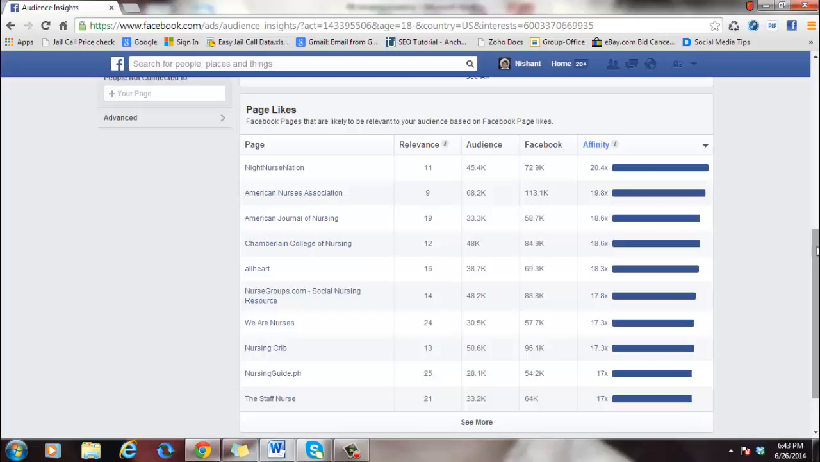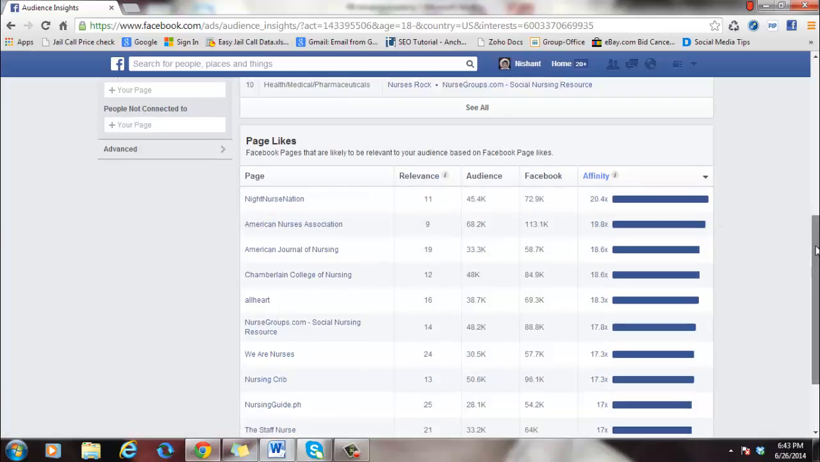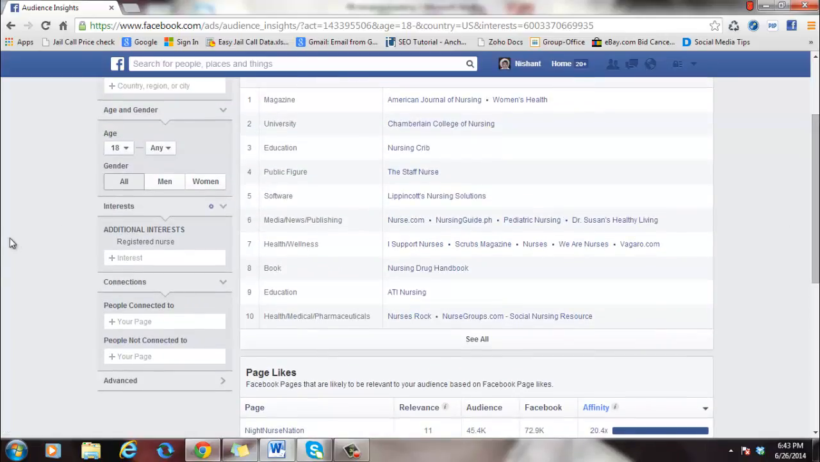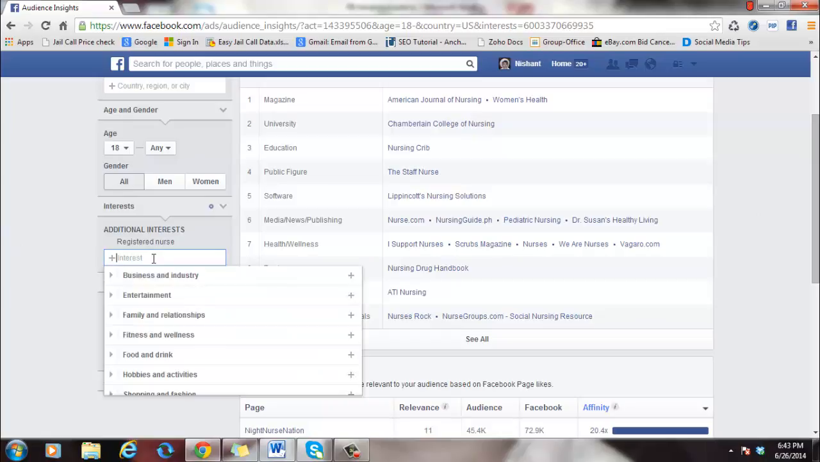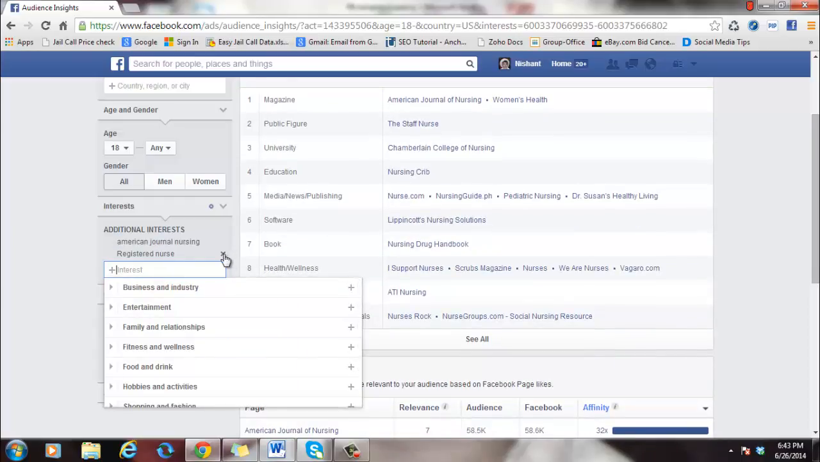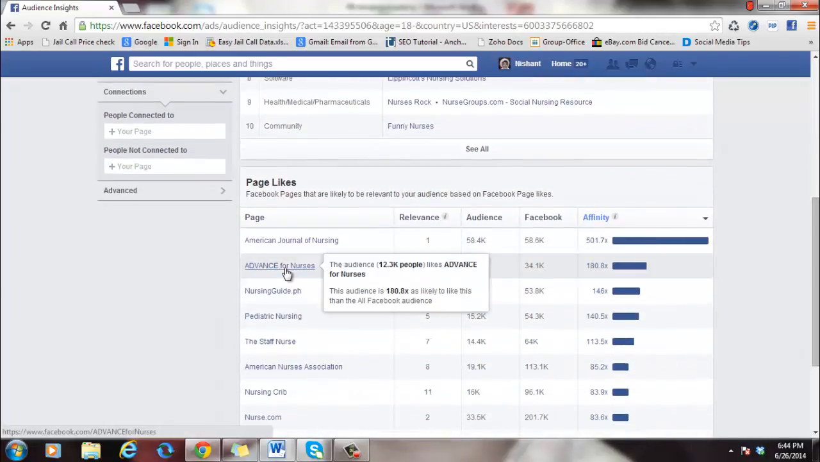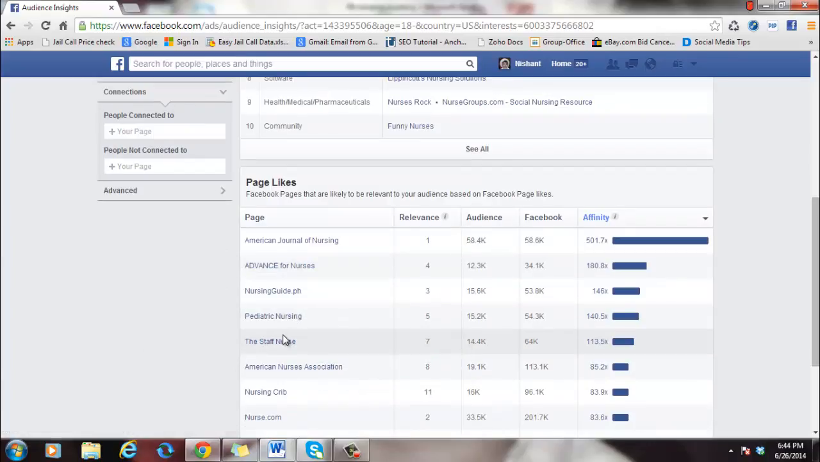So go with the pages that have a higher affinity and a high relevance, and you're going to do really, really well. Now let's say we want to see some more targets, because this is just like 10 different targets here. Well, as you can see over here, you have Night Nurse Nation and American Journal of Nursing, which you can use as another interest. So we'll put American Journal of Nursing, and if we just remove the registered nurse over here, now you have Advanced for Nurses, pediatric nursing, the staff nurse, American Nurses Association. So all these things start to change here, and you get access to even more information.